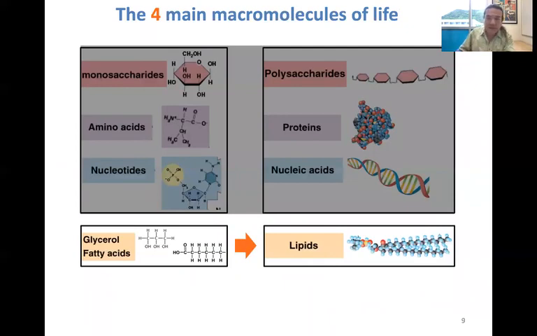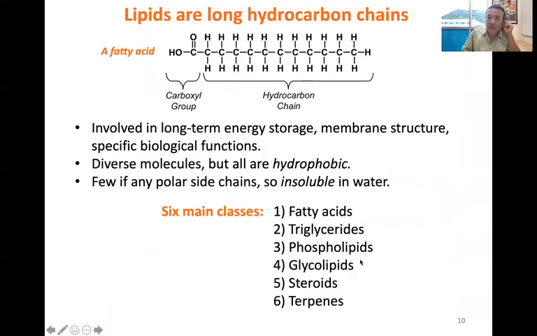Okay, let's move on and talk about lipids. Right? So lipids are another group of macromolecules, and they are made of glycerol and fatty acids. Fatty acids, again, really just being chains of hydrocarbons. So let's take a look at this group. So lipids are long hydrocarbon chains. Lipids are long hydrocarbon chains.